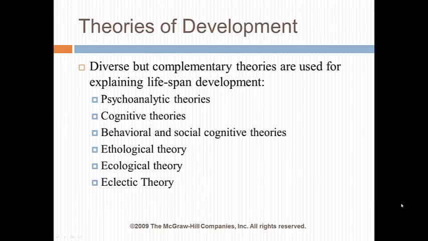Now that we've defined lifespan development and determined what it is, we should discuss what theories psychologists have come up with about development. Chapter 1 gives you a brief overview of them. However, you'll see them resurface throughout the term. We'll be discussing only the big guns today: psychoanalytic, cognitive, behavioral social cognitive, and eclectic.